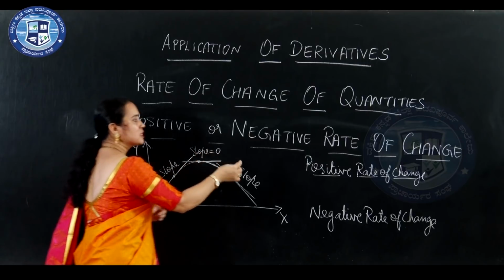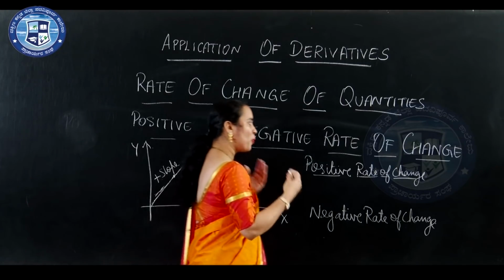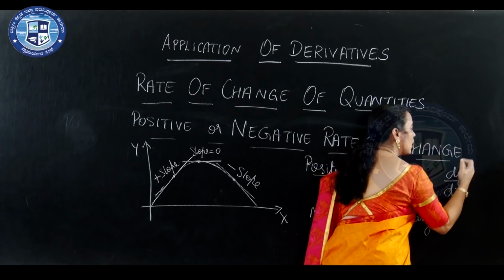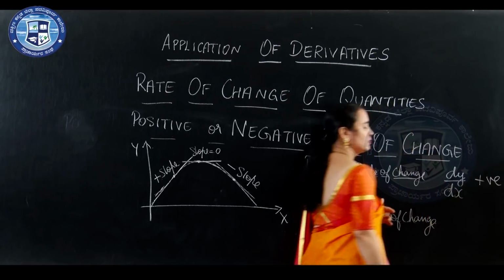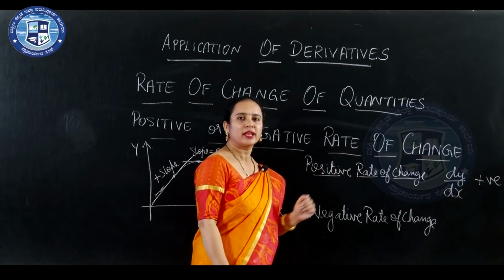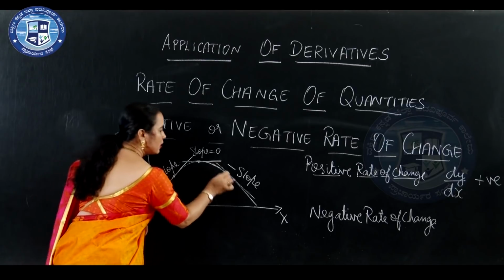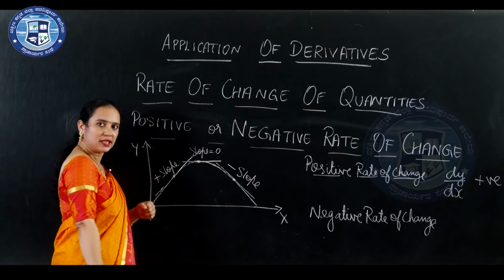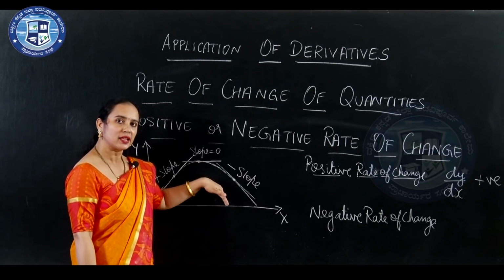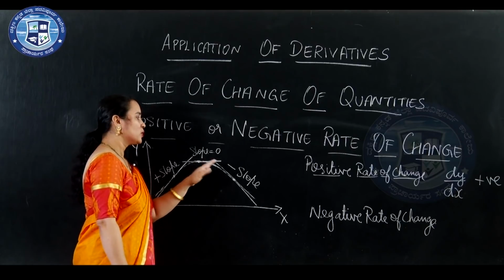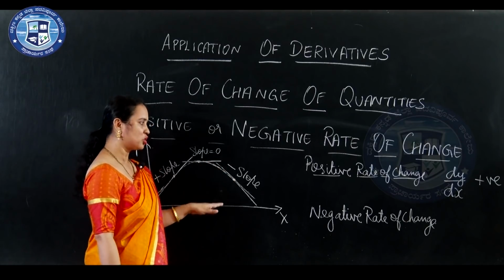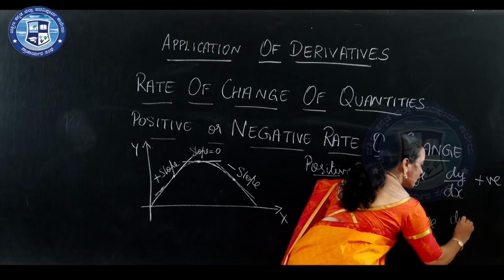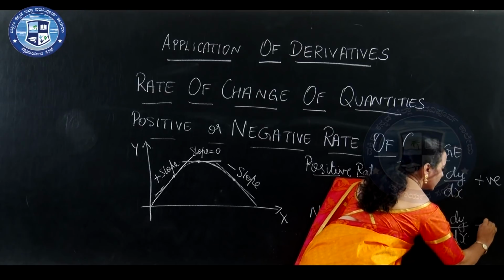So, that means it is a positive rate of change. So, positive rate of change in y with respect to x will be positive. That is, dy by dx is positive. Here, when y decreases with the increase in x. So, here y value decreases with the increase in x. So, this is a negative rate of change of y with respect to x, that is dy by dx is negative.